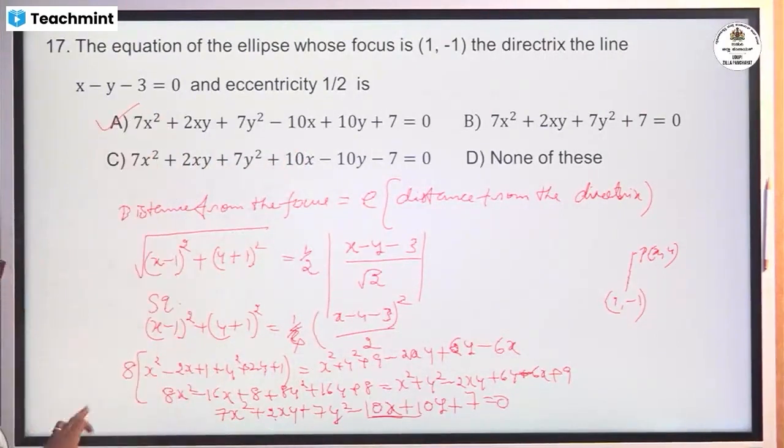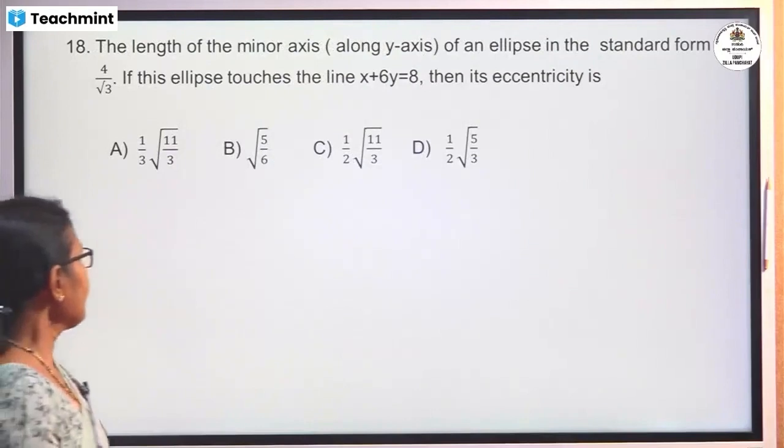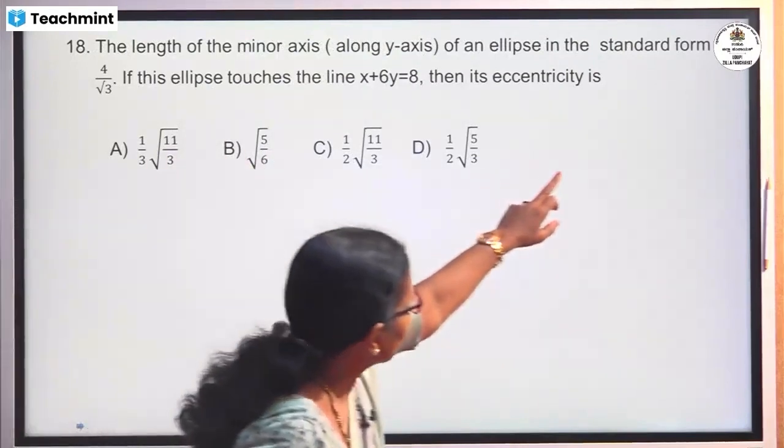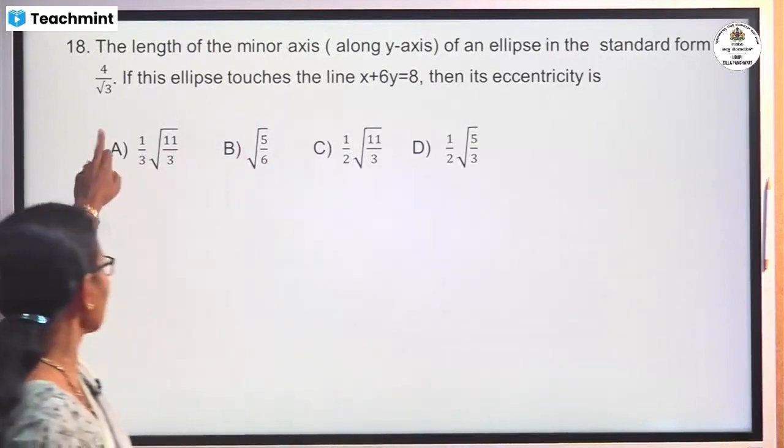We move to next question. The length of the minor axis along the y-axis of the ellipse in the standard form is 4 by 3.